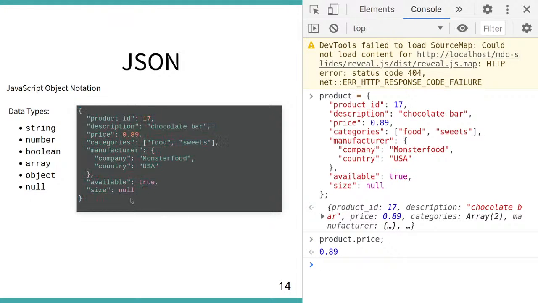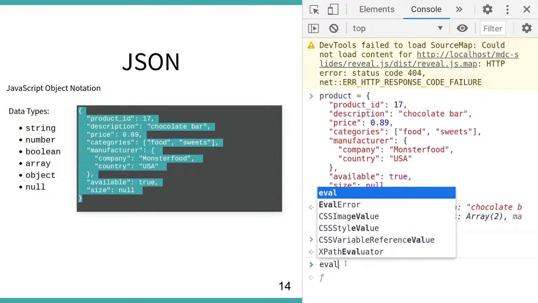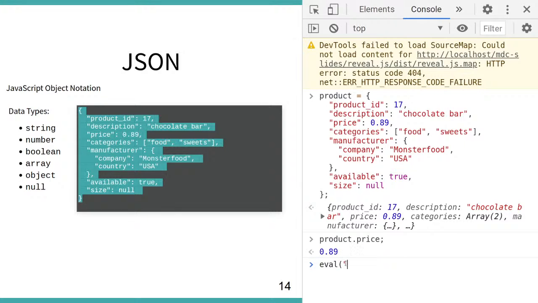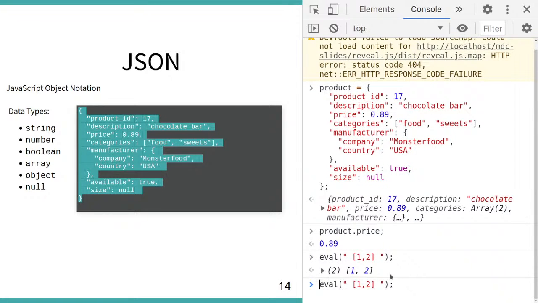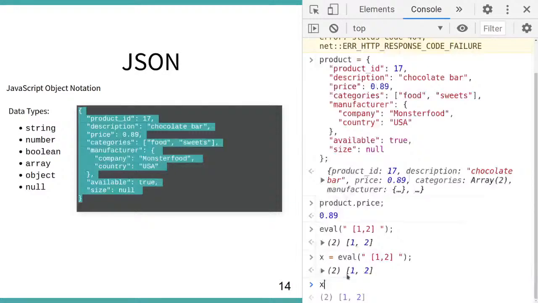But often when you load this from a file, you have the whole document as a string. So then you have to first use eval to evaluate it. I use a simpler object now. So I evaluate this here into an array. So x equals, now x is an array.